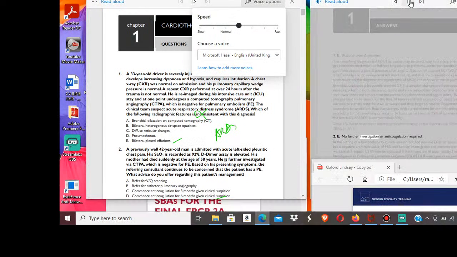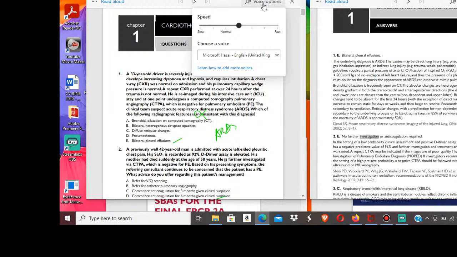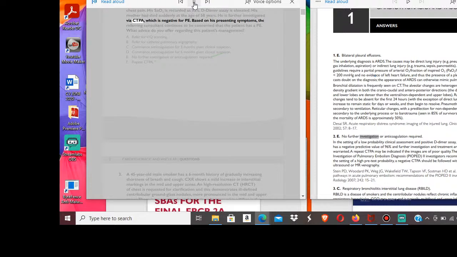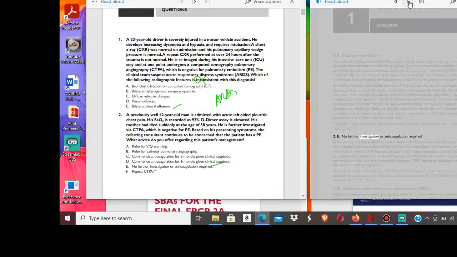2e. No further investigation. The patient is further investigated via CTPA, which is negative for PE. Based on his presenting symptoms, the referring consultant continues to be concerned that the patient has a PE. What advice do you offer regarding this patient's management? A. Refer for V/Q scanning. B. Refer for catheter pulmonary angiography. C. Commence anticoagulation for 3 months given clinical suspicion. D. Commence anticoagulation for 6 months given clinical suspicion. E. No further investigation or anticoagulation required. F. Repeat CTPA.